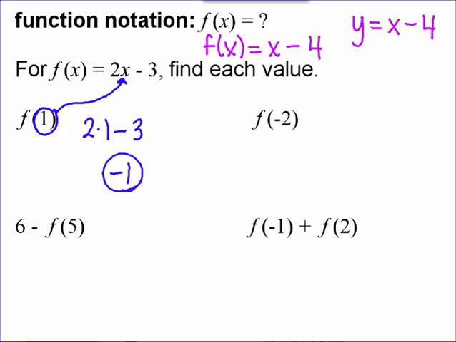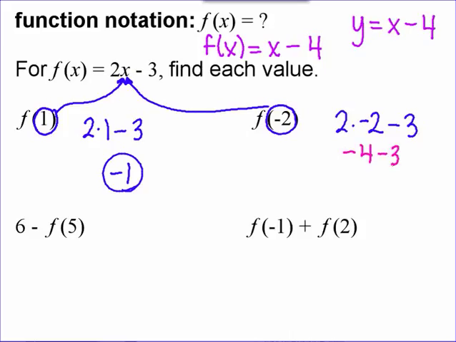The next one, I'm going to take negative 2 and plug it in up here for x. So this means 2 times negative 2 minus 3. What is 2 times negative 2? Negative 4 minus 3 is? Negative 7. Okay, because you have two negatives, negative 4, negative 3.